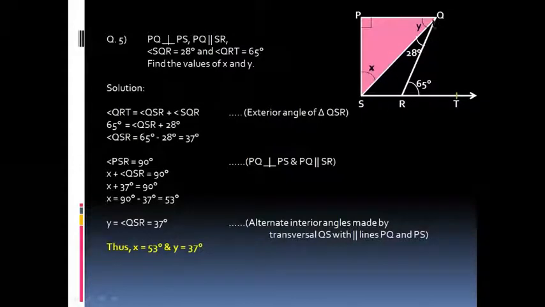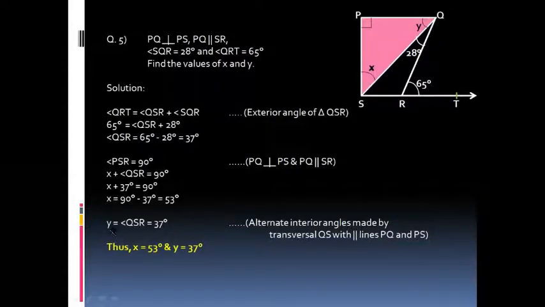Now again look at the figure. PQ and SR are given as parallel lines. Now this QS is also a transversal of these two parallel lines. So angle PQS and angle QSR, so Y and this angle are alternate interior angles. So these two must be equal because alternate interior angles are equal.